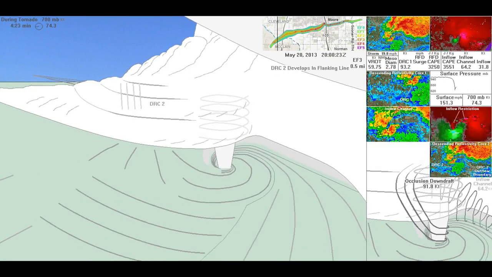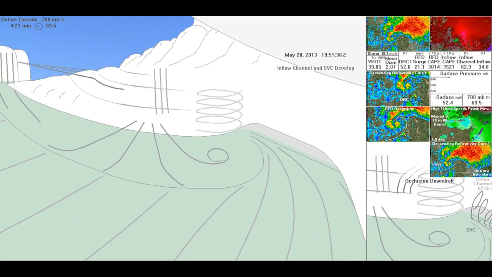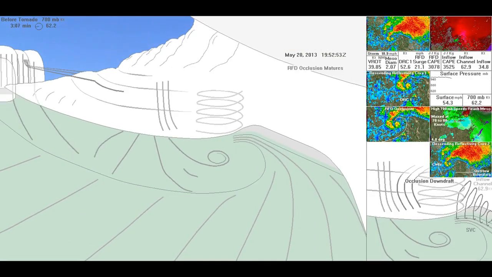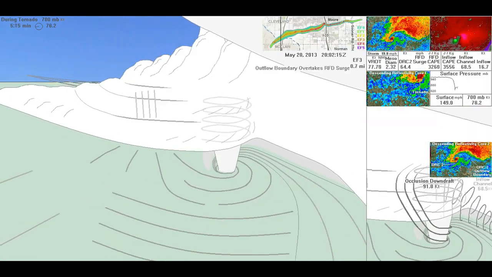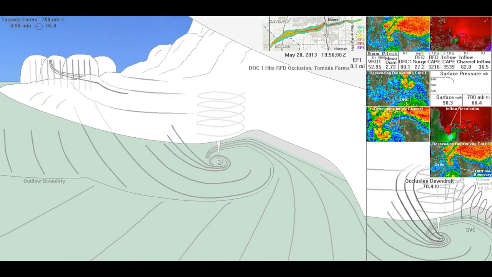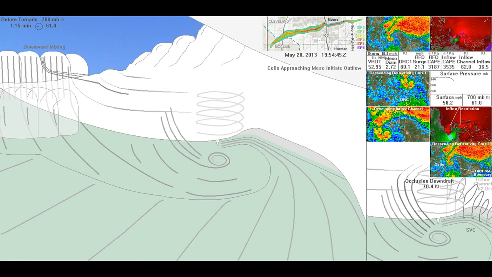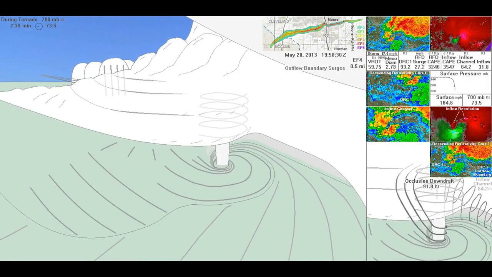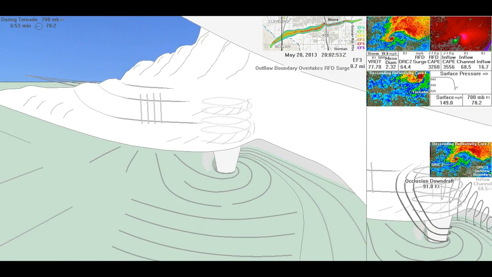Another thing I want to point out is that as the inflow channel formed over here in the insert, there's also this area of rotation that's horizontally oriented. It develops and then moves around the western side of the mesocyclone, and we call that the streamwise vorticity current. This is a feature that has been studied over the last 15 years, and we are starting to understand more about it. It helps contribute to the strengthening of the mesocyclone, which then also helps maintain the tornado.